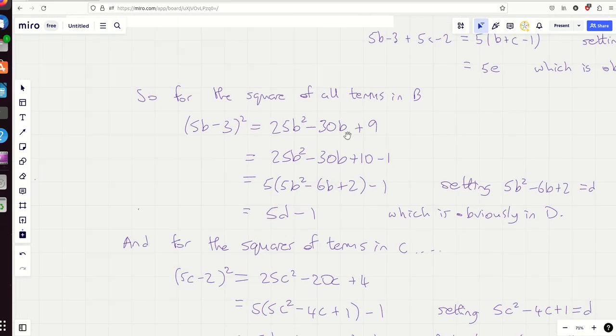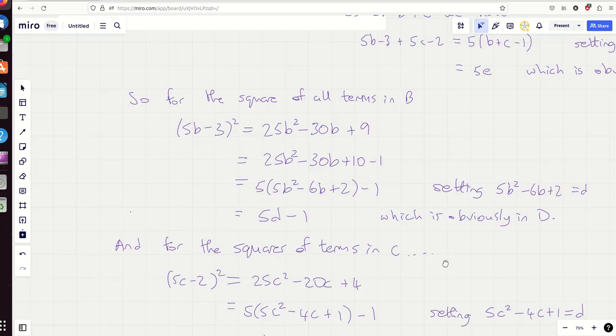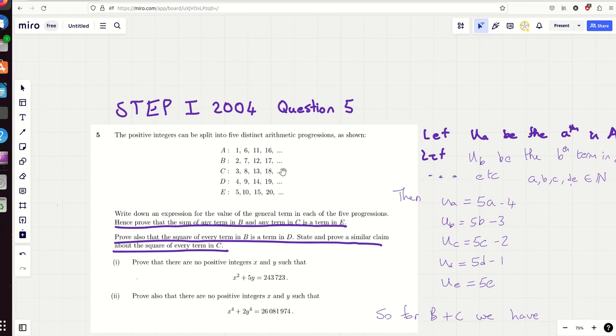Likewise, a similar claim for C. 5c minus 2 squared, you get this, which has a plus 4 in the end. We'll call it plus 5 minus 1. And you can see this is also a term in D. So in other words, if we square any term in B or any term in C, we end up with a term in D. Let's quickly practice here.